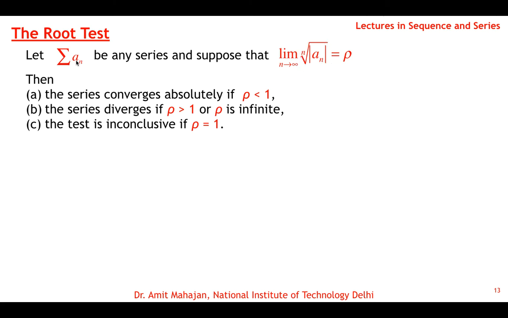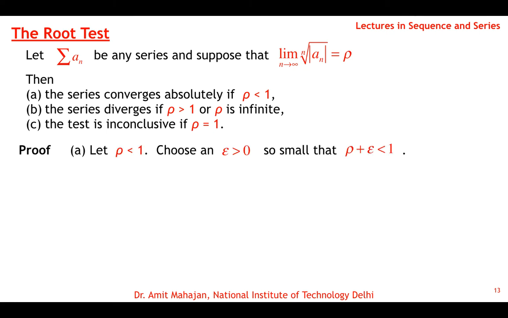So instead of using a_n and a_(n+1), we are simply calculating the nth root of the absolute value of a_n, and calculating this when n becomes large. So if this value comes out to be less than 1, we say convergent. If it comes out to be greater than 1, divergent. And if it comes out to be 1, then again this test fails to conclude anything. So let us prove this test as well.